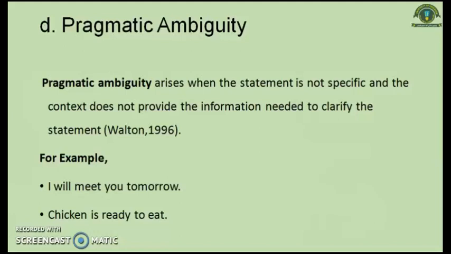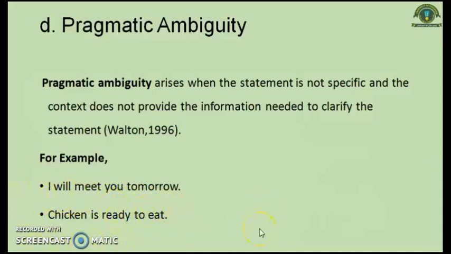Therefore, we can see that pragmatic ambiguity occurs when the speaker and the hearer disagree on what the current situation is, as we can find in example number 1, when there are two speakers and they say, I will meet you tomorrow. So maybe they do not agree to meet on the other day.